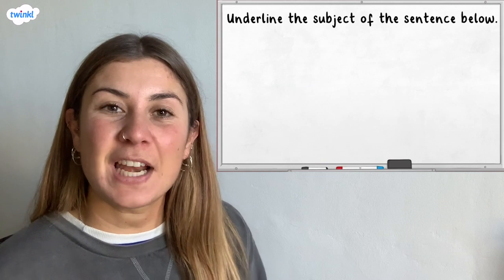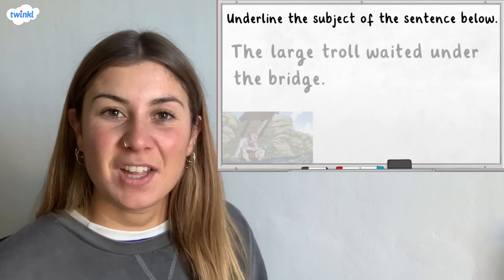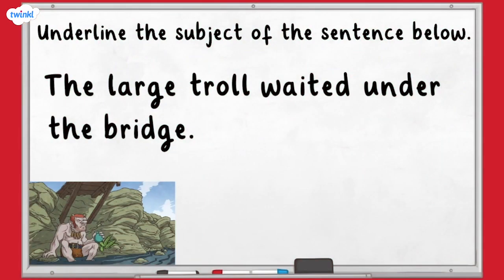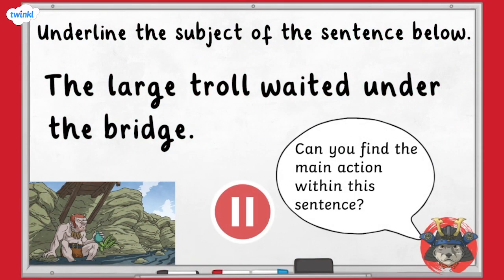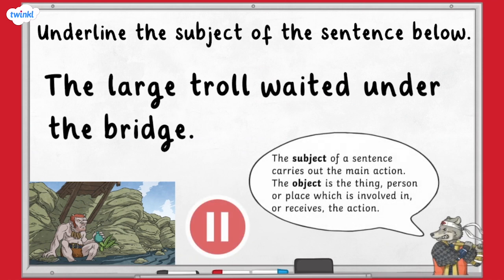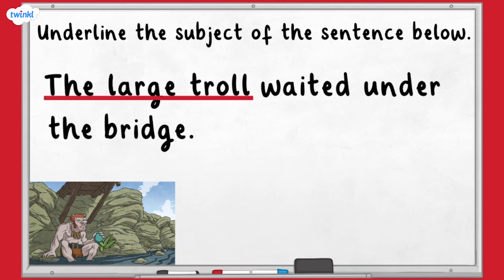Let's take a look at our first question. Here you're being asked to underline the subject of the sentence. The large troll waited under the bridge. Can you find the main action within this sentence? That's right, the main action is waited. To find the subject, we need to find who or what in the sentence is doing the waiting. Have you spotted it? Well done if you said the large troll. The noun phrase, the large troll, is the subject of this sentence.